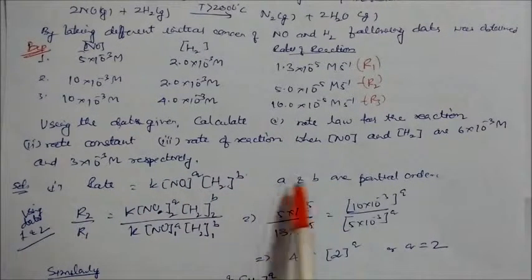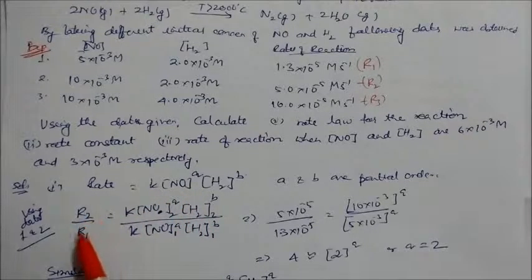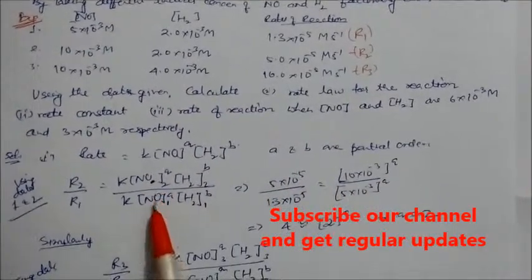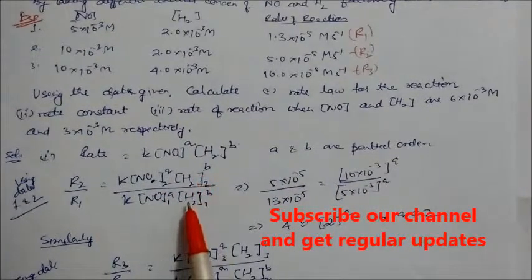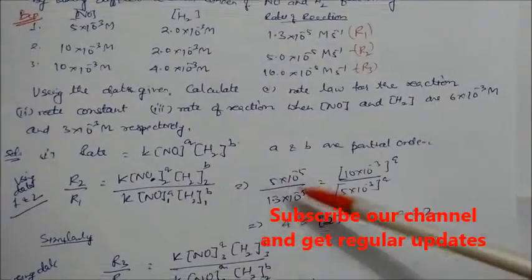So first, the rate law expression. This is the formula, where a and b are the partial orders of the reaction. So taking two rates, that is R2 by R1, substituting the values. If you substitute the values, what will happen? The concentration of H2 is equal, so only one is left, that is the NO concentration.